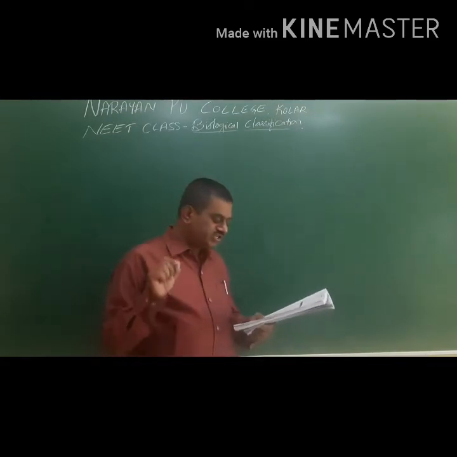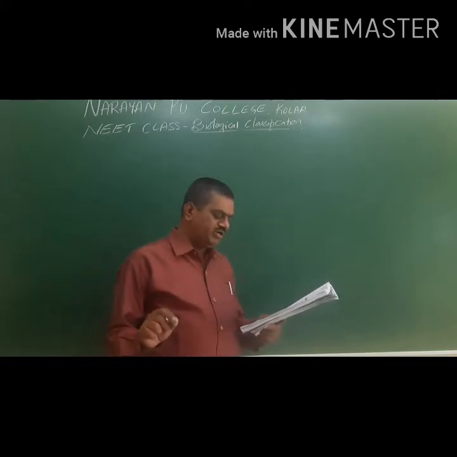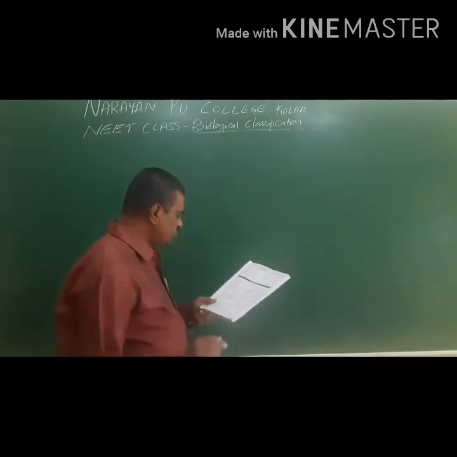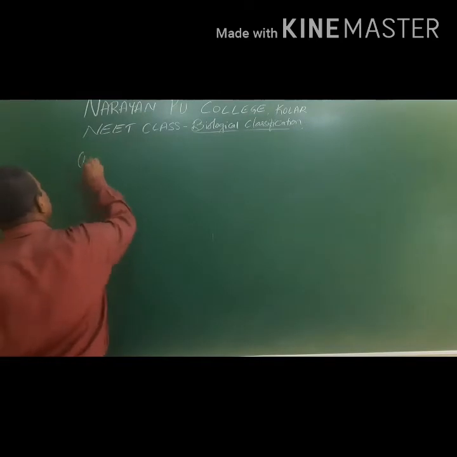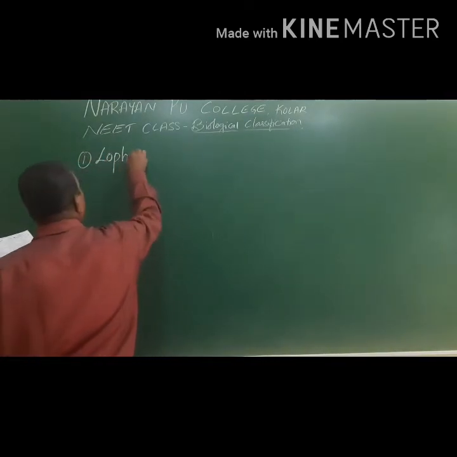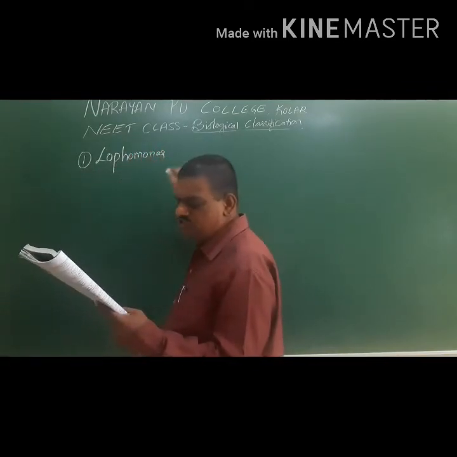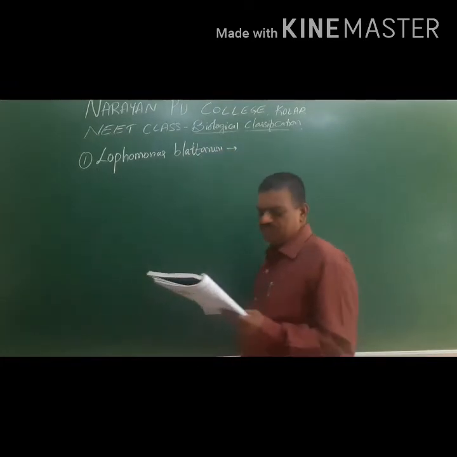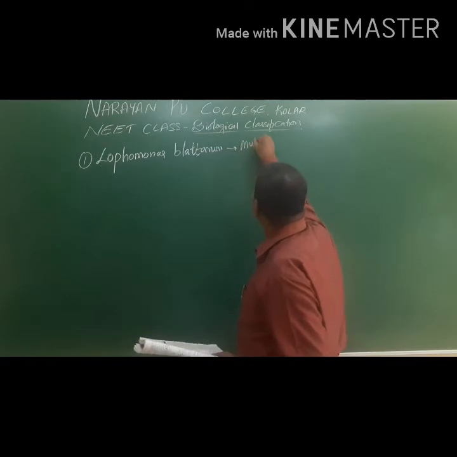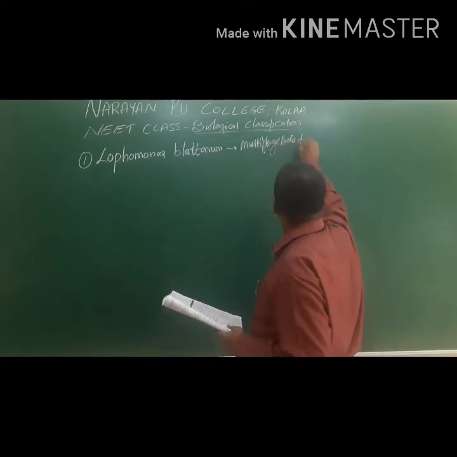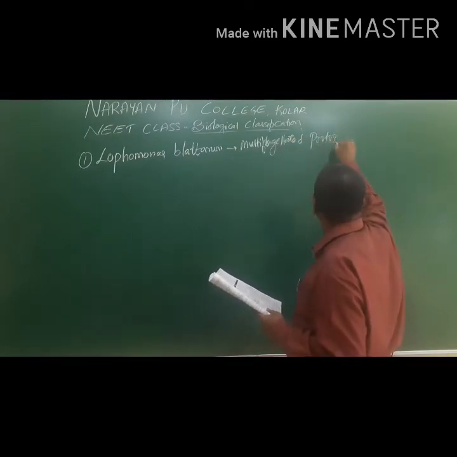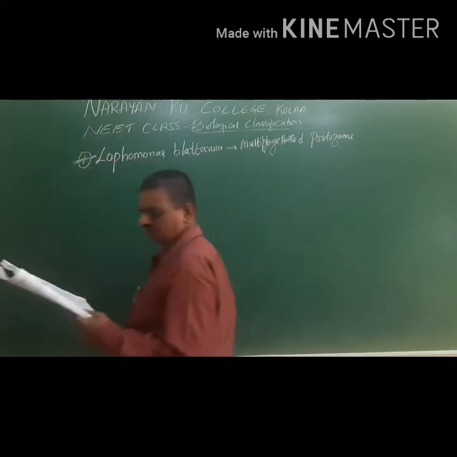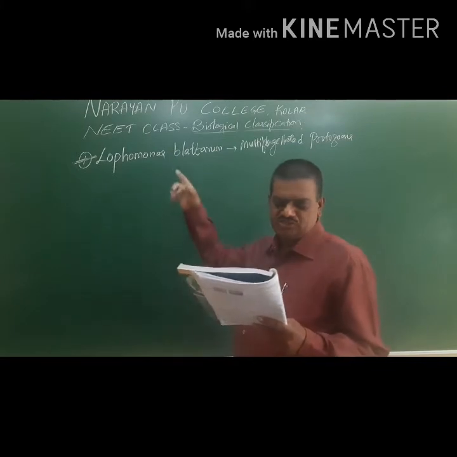Cellulose digesting zooflagellates found in wood cockroaches. So here the first option is Lophomonas. This is the genus name, and the species name is called blattarum. This is one of the multi-flagellated protozoans. So this is the right option. The cellulose digesting zooflagellate is Lophomonas.